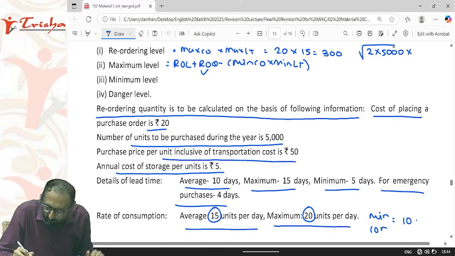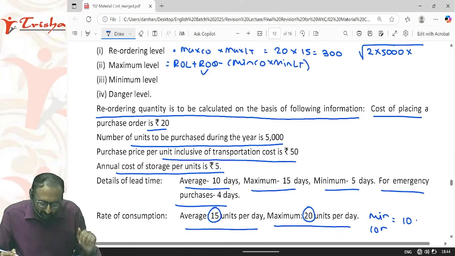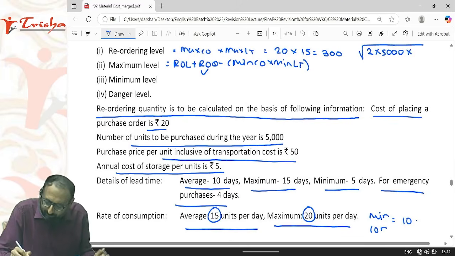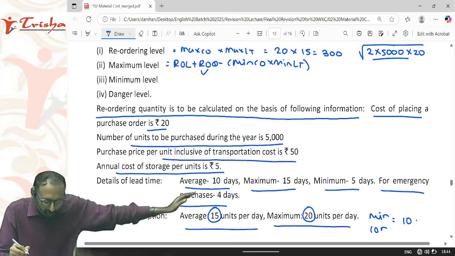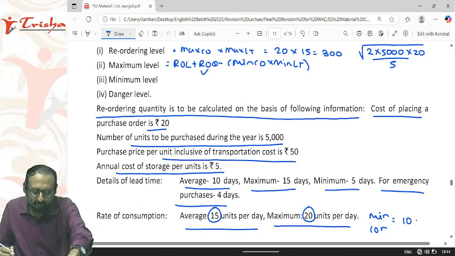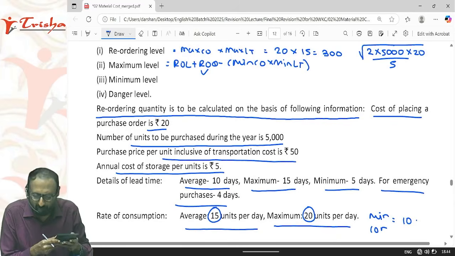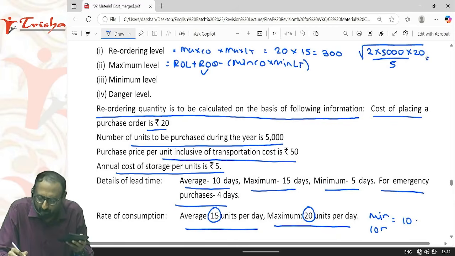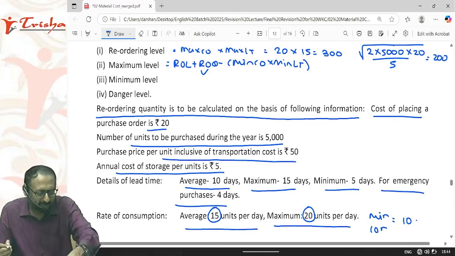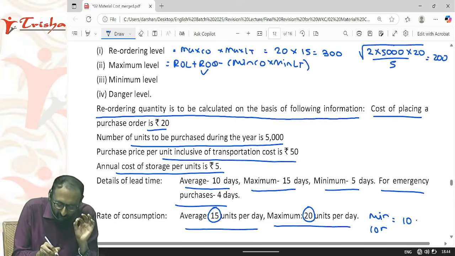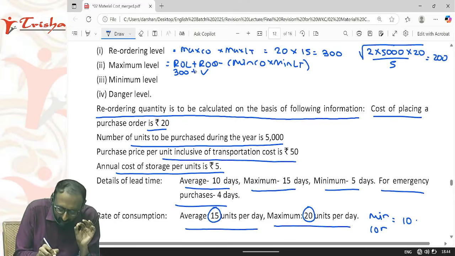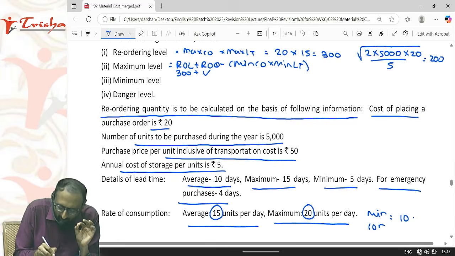Multiplied by ordering cost per order. Sir, how much is your ordering cost per order? Is it 20 rupees? Divided by carrying cost per unit per annum, 5 rupees is given. Sir, please tell me how much will be the reorder quantity, economic order quantity? 200? Exactly 200? So let's apply that maximum level. Reorder level is 300. Reorder quantity we have calculated right now.